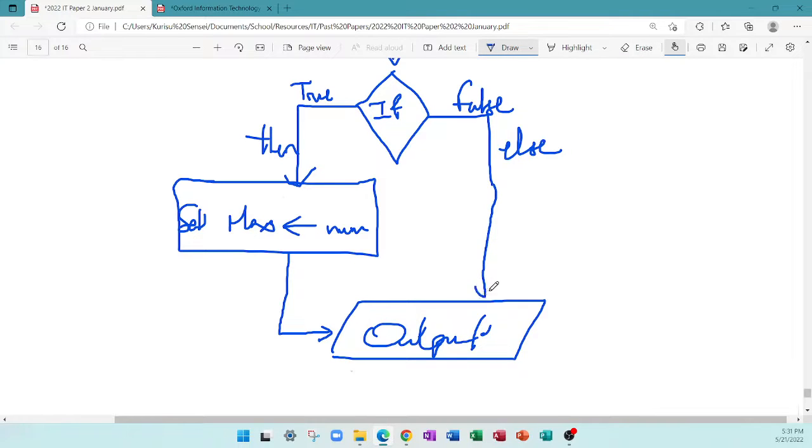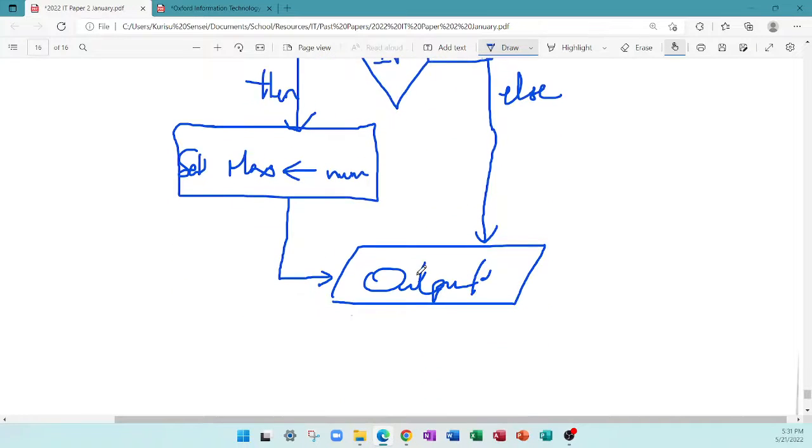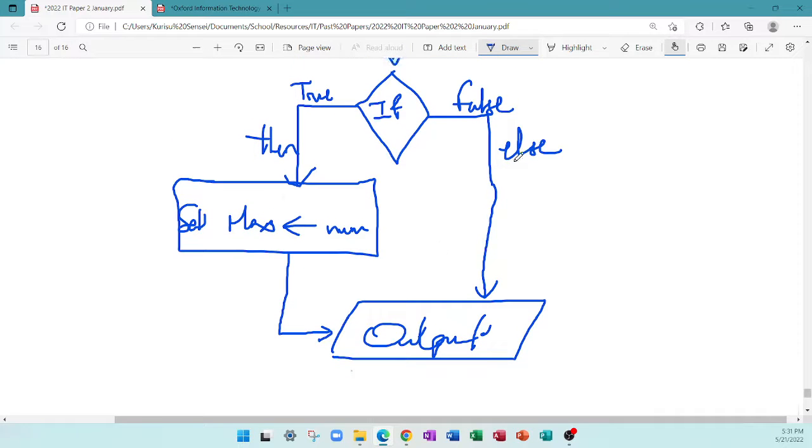So even though it didn't have an else, you still gotta continue from the else. Because what if the answer was false? It's still gotta go to the output, just that there wasn't any action like how we got this action here carrying out. They didn't tell us to do anything else. So we jump to the next line of code, which is the output.